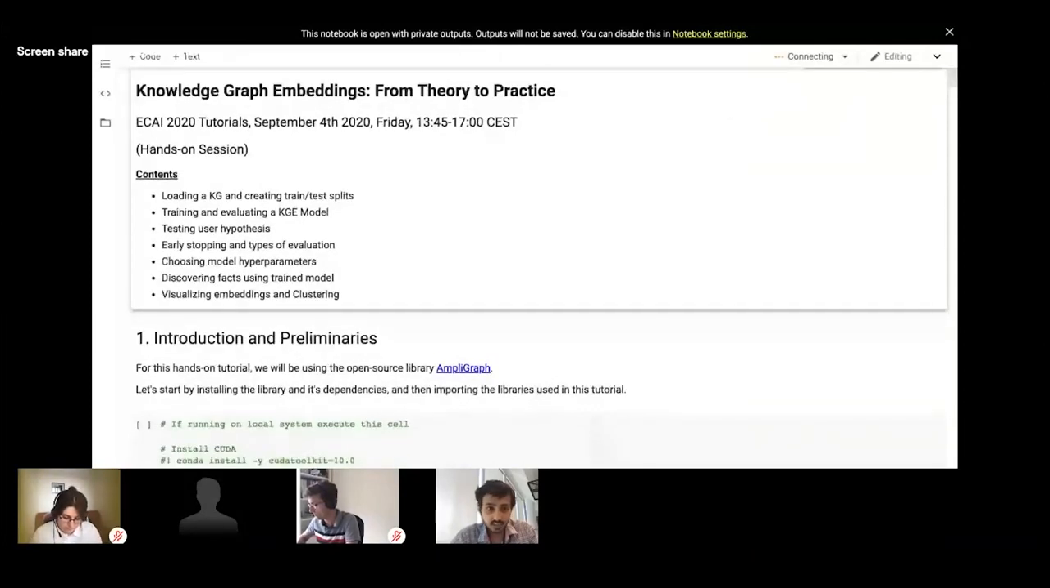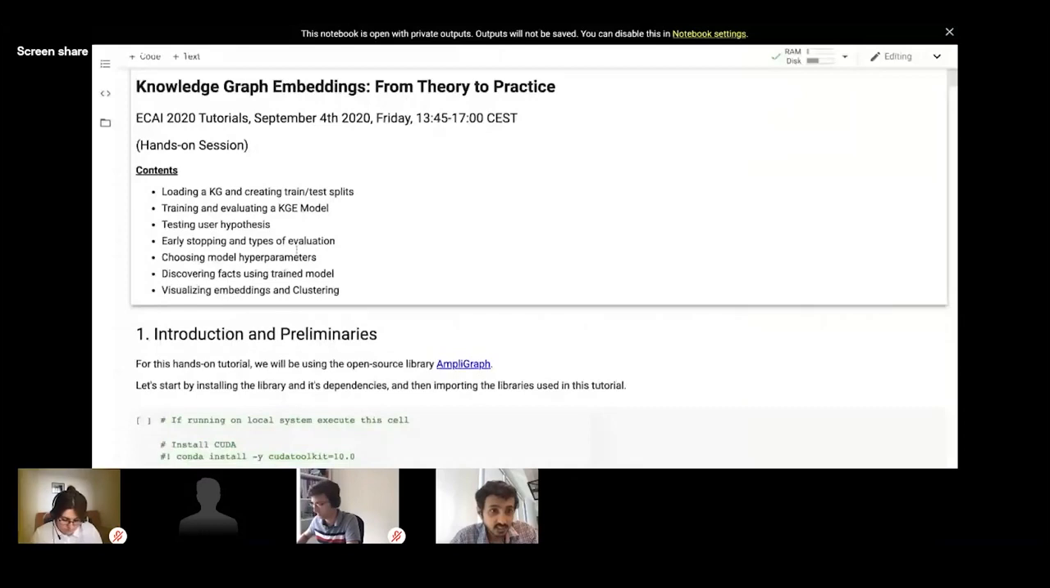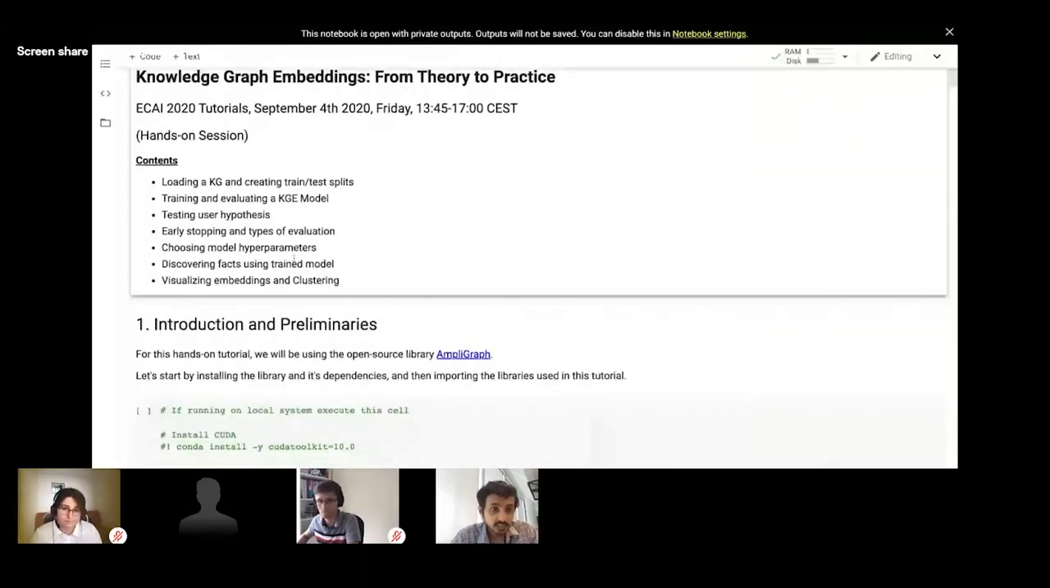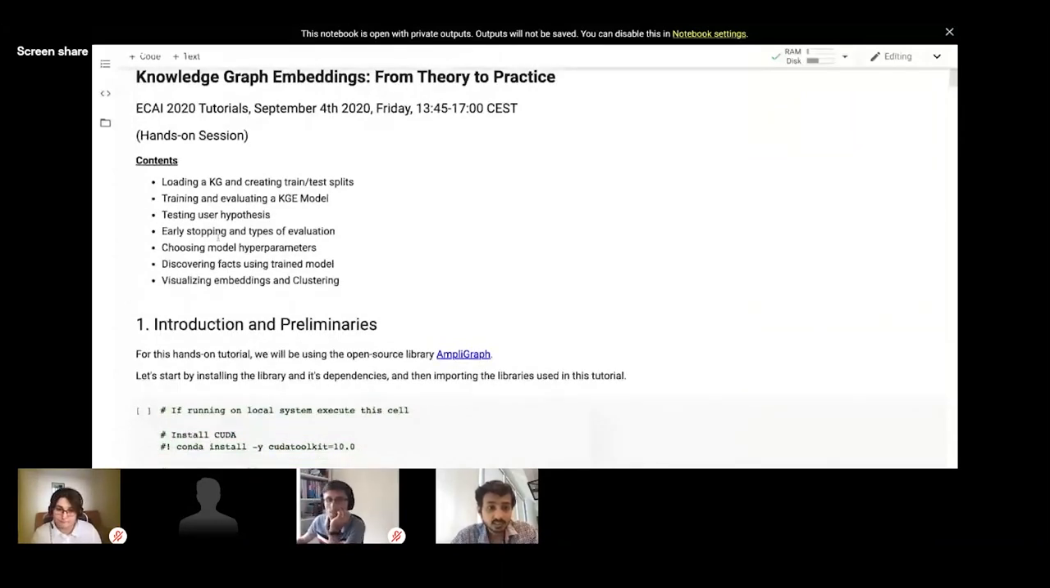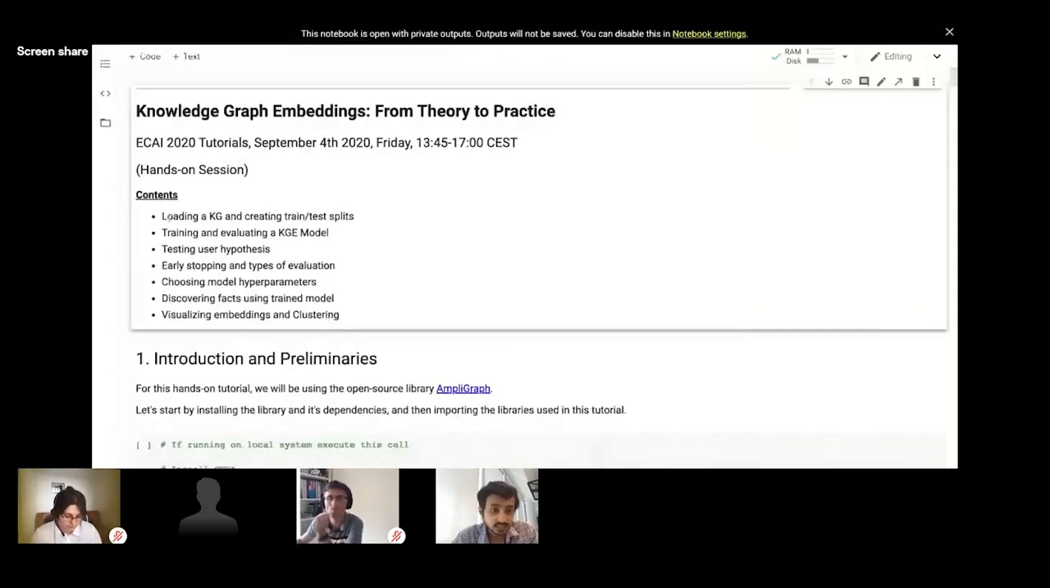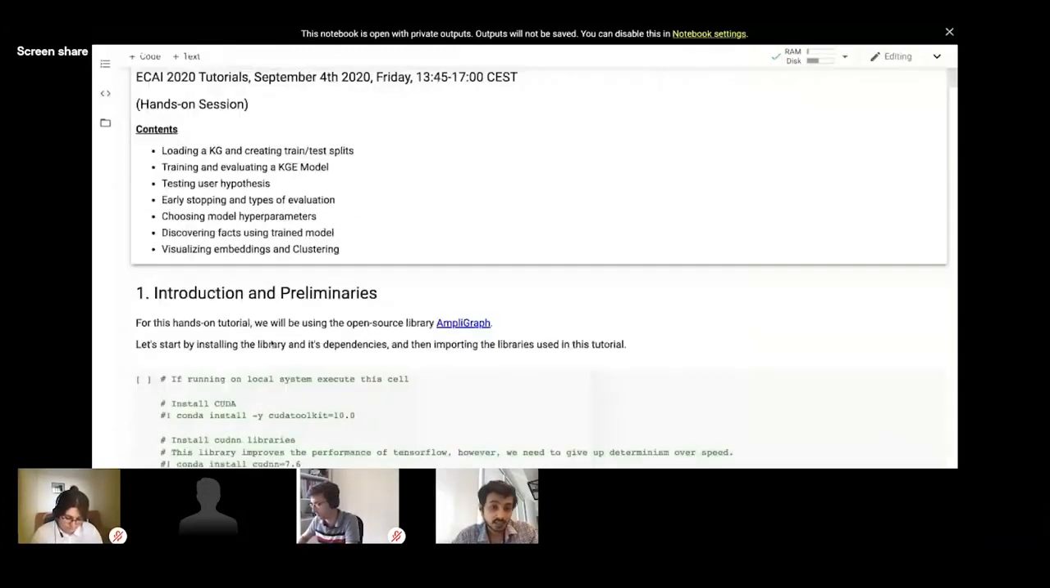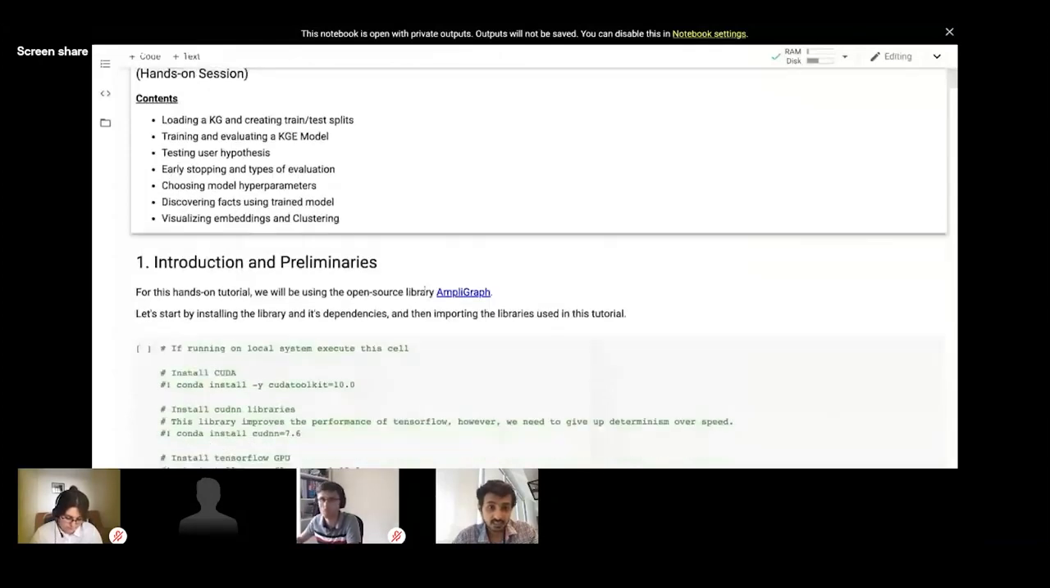So let's start with the hands-on session. Initially, I'll show you how to train some models using knowledge graph embeddings. I'll walk you through a small knowledge graph. I'll show you how you can evaluate these kinds of models, and later Nick will show you some downstream tasks that you can do with knowledge graph embedding models. For this tutorial, we'll be using an open source library called AmpliGraph, developed by Accenture, and it's open sourced.